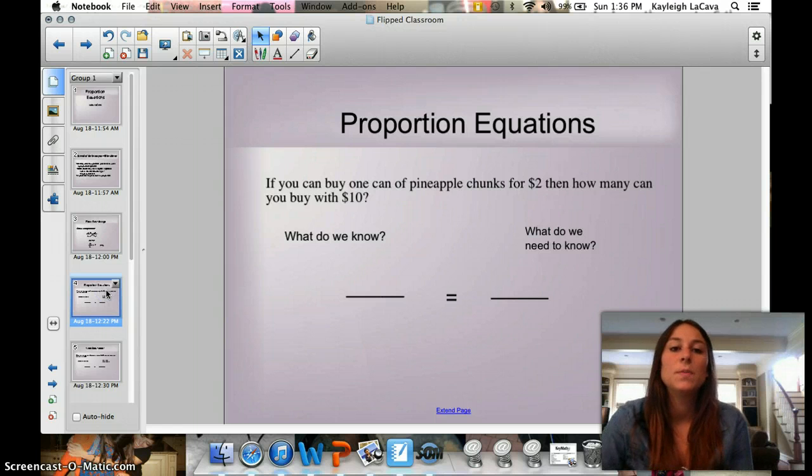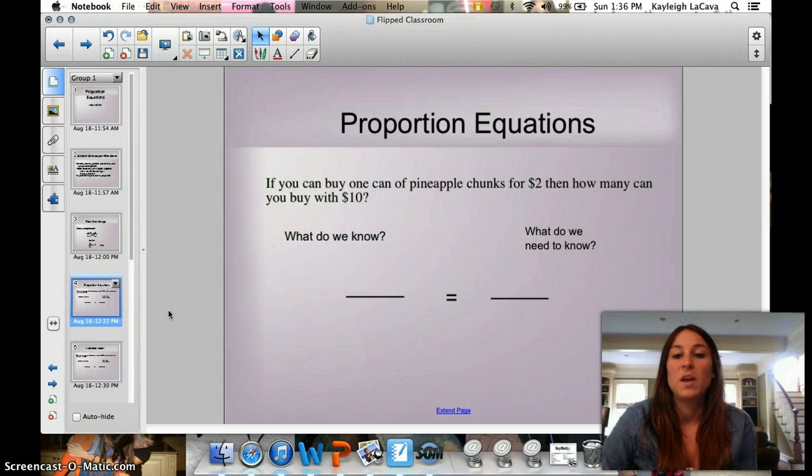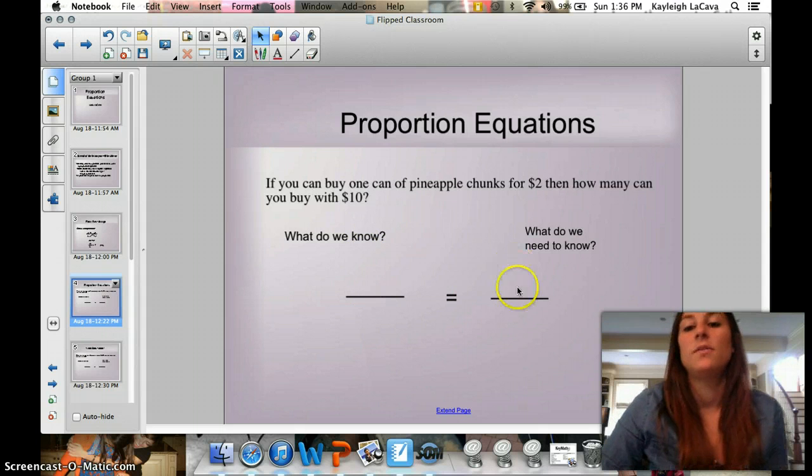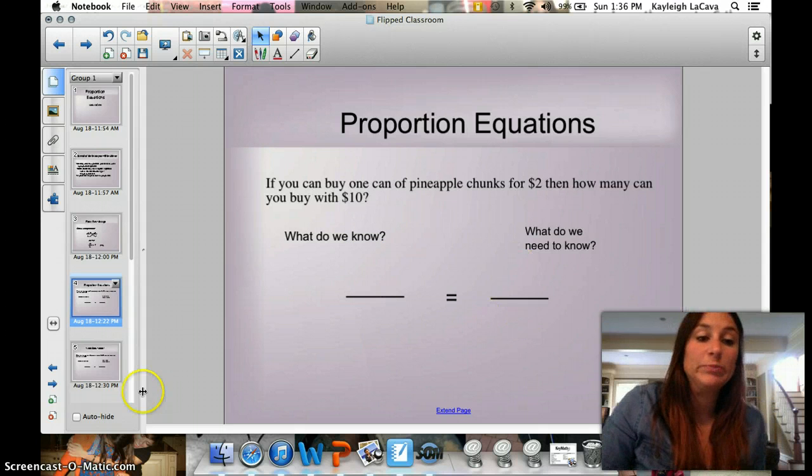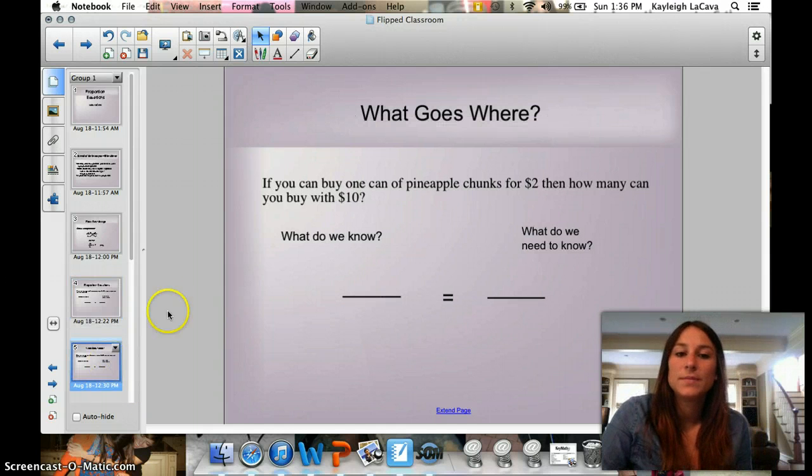So here's an example. If you can buy one can of pineapple chunks for $2, then how many can you buy with $10? So in order to set up the proportion equation for this problem, we want to set up two sides. What do we know and what do we need to know? Set it up with a numerator and denominator space on each side of the equal sign. And on the left, we're going to put what we know, and on the right, we're going to put what do we need to know. So keeping that in mind, what goes where?